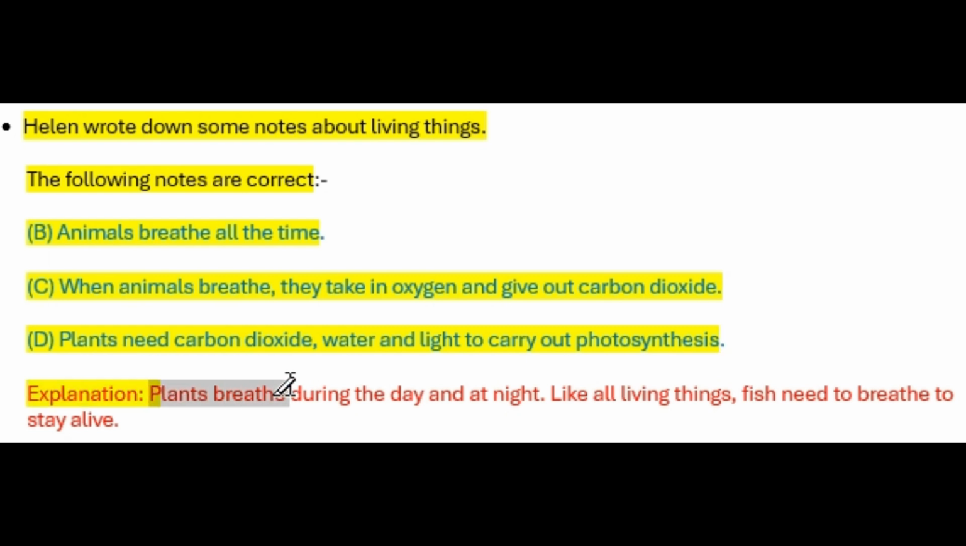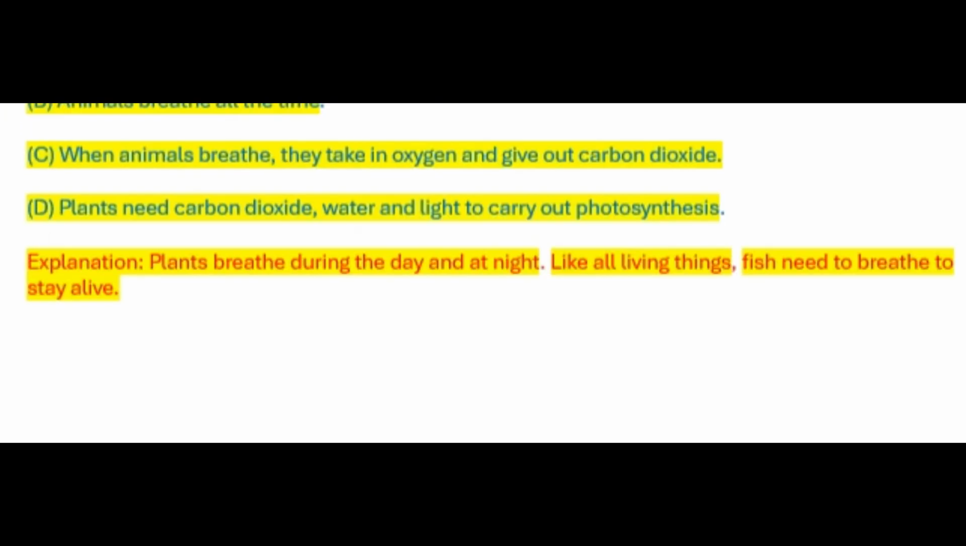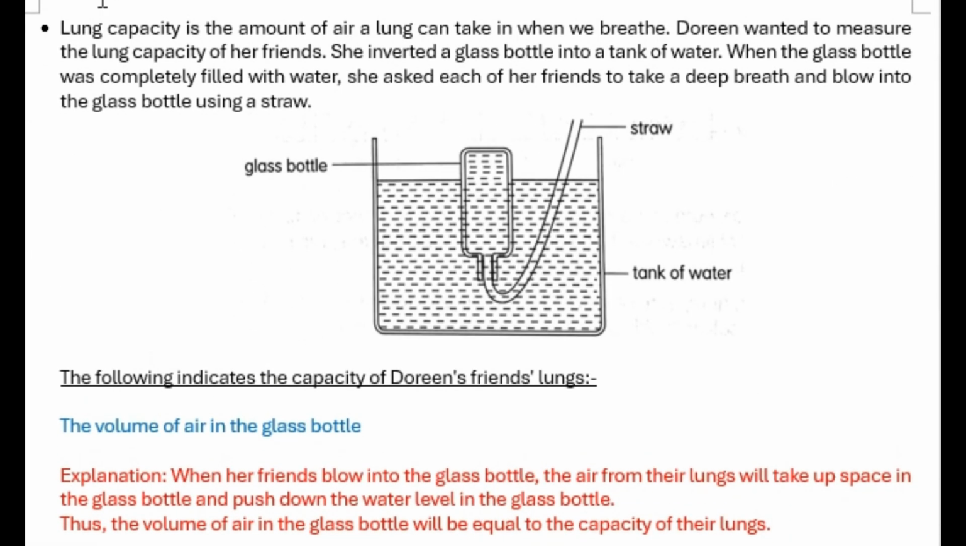Explanation: plants breathe during the day and at night. Like all living things, fish need to breathe to stay alive. Lung capacity is the amount of air a lung can take in when we breathe. Doreen wanted to measure the lung capacity of her friends.